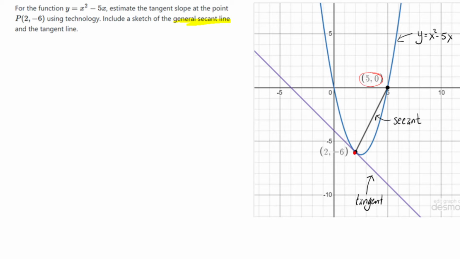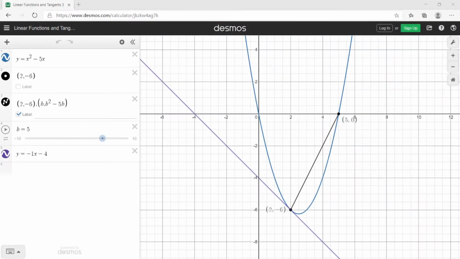Now, the way we're going to approach this to find the slope of this tangent line is to use this secant to help us find that slope. And what I'm going to do is move over to Desmos here so I can actually show you. So we are now in Desmos. We have exactly the same image here.